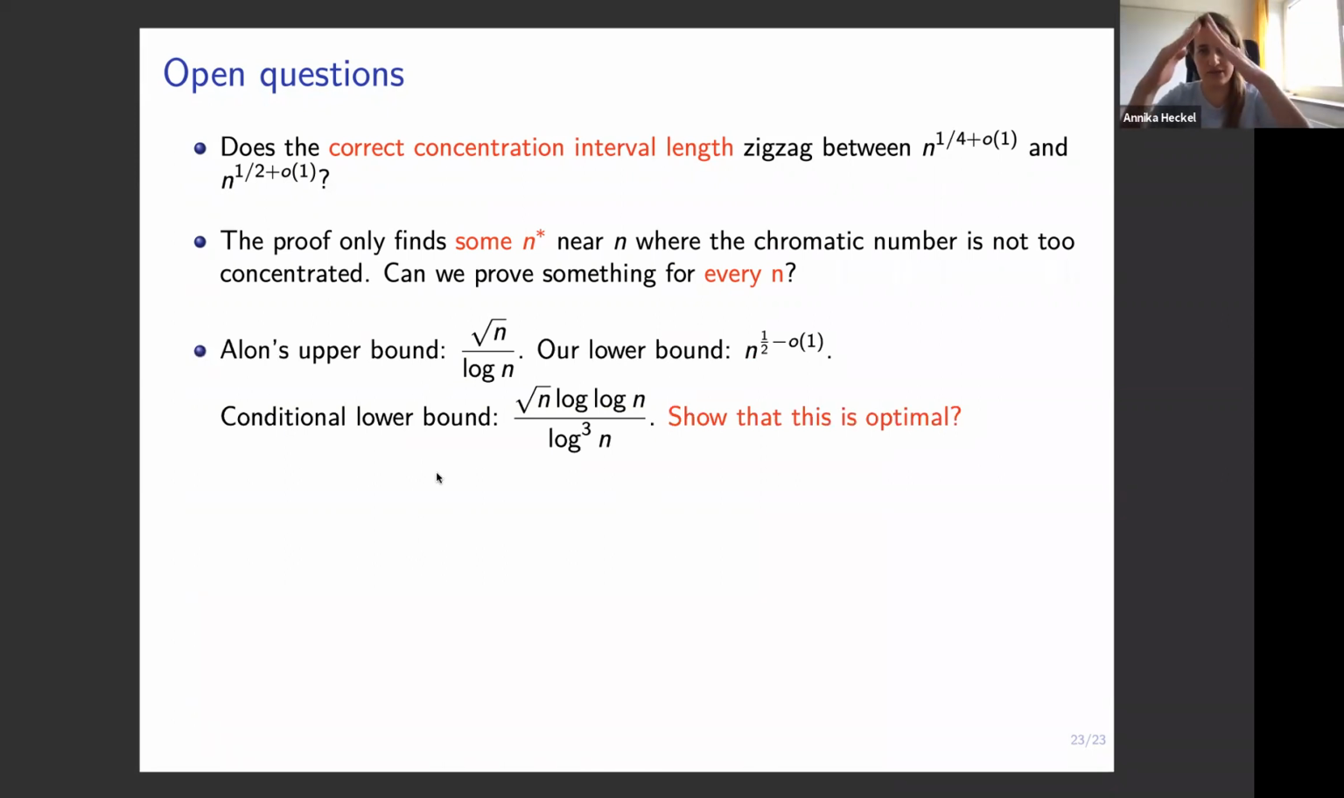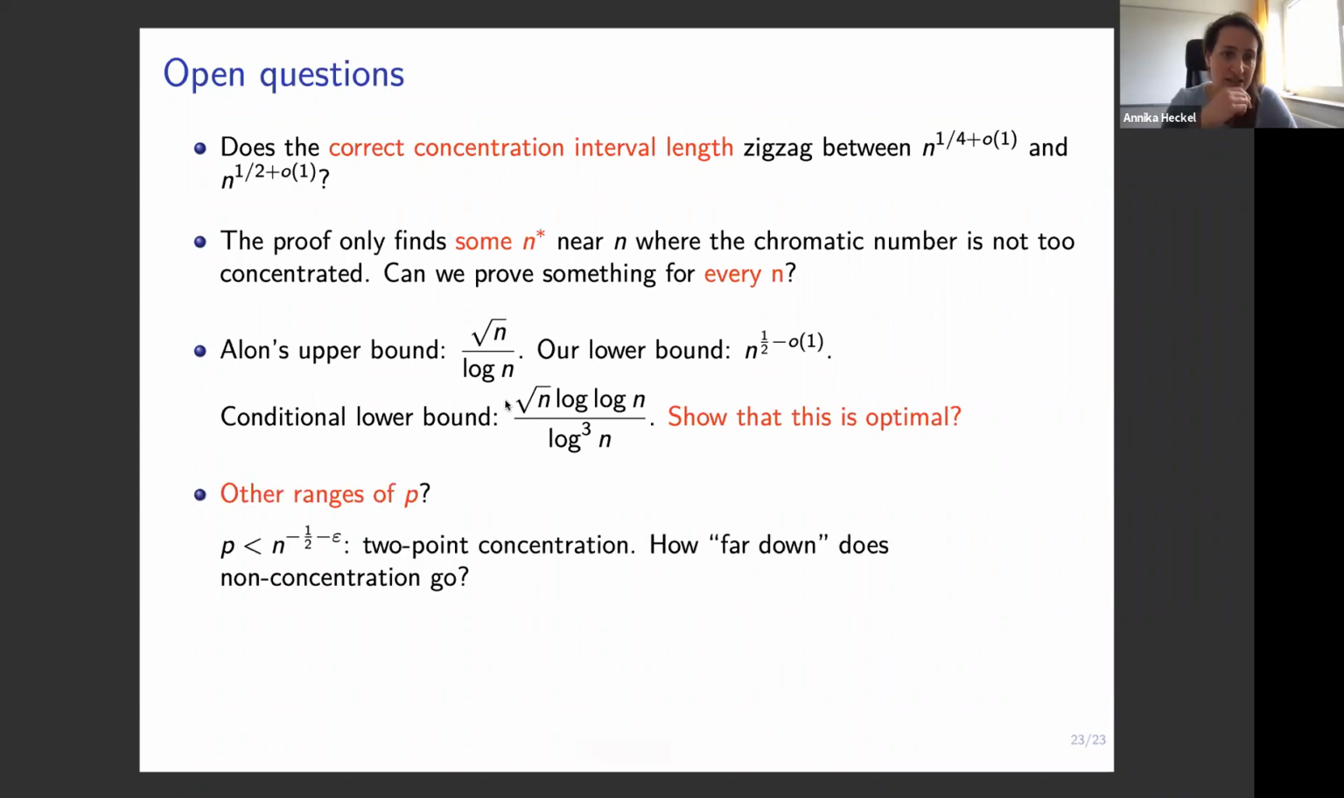Now, at the top of the zigzag, our conditional lower bound is root n log n over log n cubed. The upper bound due to Alon is root n over log n. So it would be nice to close this gap and preferably give an upper bound that matches this one.